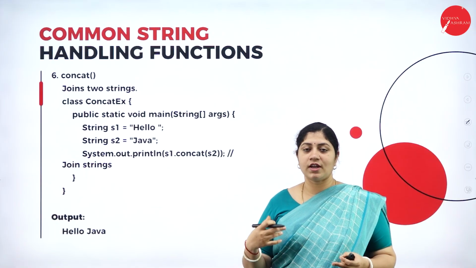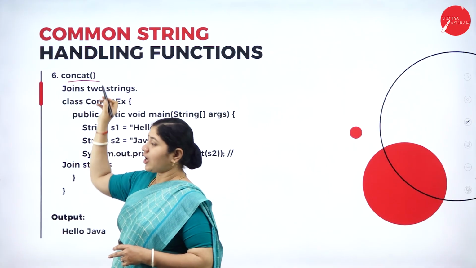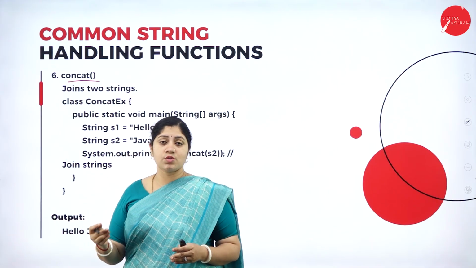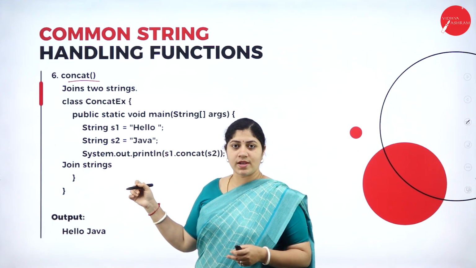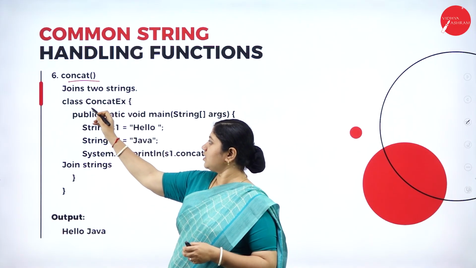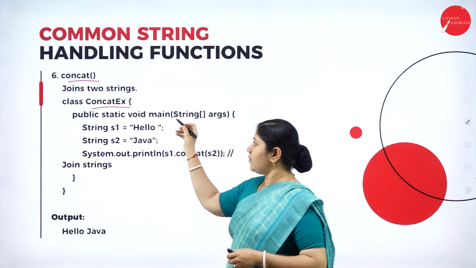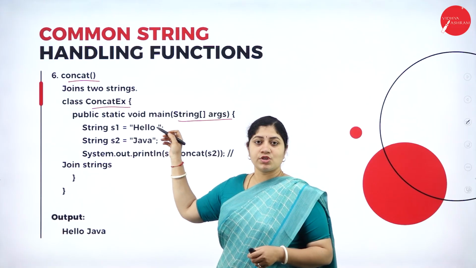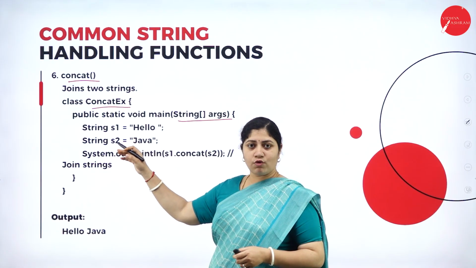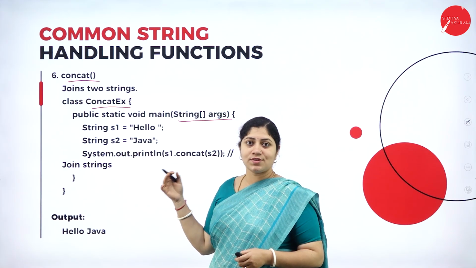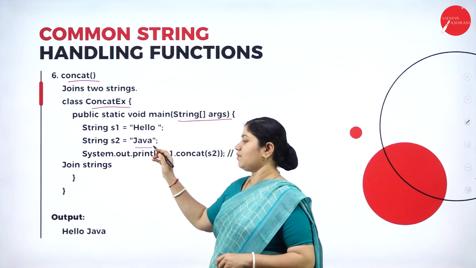Let's move forward and understand the next type of function, that is concat. As we know, concatenation is used to join the strings. Alright, let's see this through an example. So let's start with a class ConcatExample, and we are defining a main method, that is public static void main followed by String args. And the next thing we have to do is define the strings. We have considered string s1 as Hello followed by string s2 as Java.